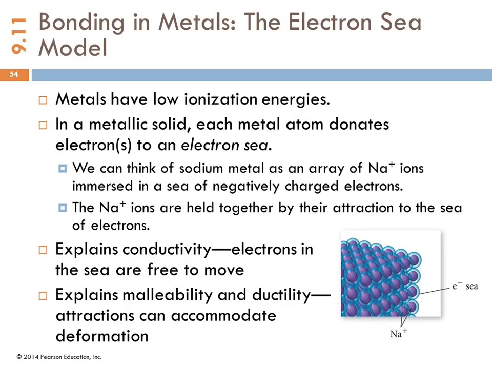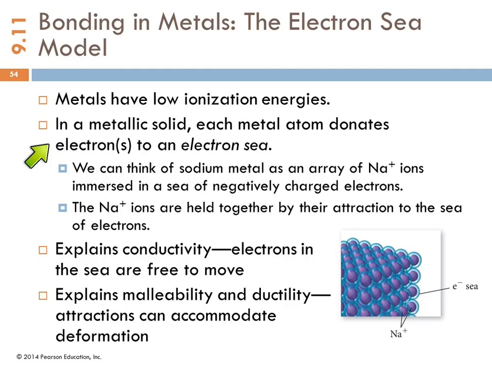So we've been talking a lot about covalent bonds. We talked about ionic bonds at the beginning. Let's get back to the bonding in metals, the electron sea model, and talk a little bit more about this. We've mentioned before, metals have low ionization energies. And in a metallic solid, what happens is each metal donates one or more electrons to the electron sea.